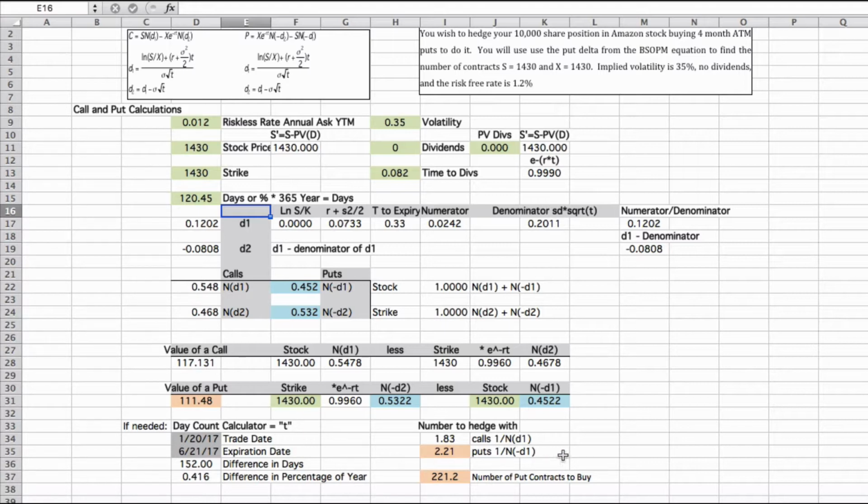And if you want to know how many puts to hedge with, it's the inverse of N negative D1, the stock hedge ratio. So, or the put hedge ratio. So D1, 0.452. Inverse of that, a little over 2, 2.21. Puts per share of stock. And in terms of 100 shares of stock, you would have 221.2 for a put contract weighting. And in the case here, we've got 10,000 shares. That's 100 lots. So 2.21 times 100, 221 put contracts to buy for Amazon using a put hedge strategy where you buy the puts.